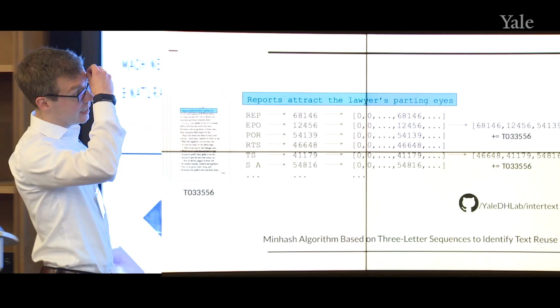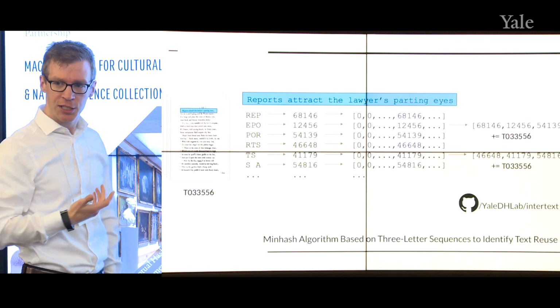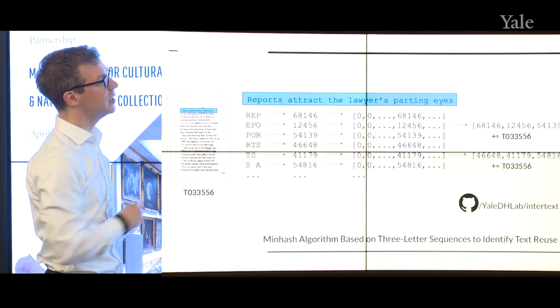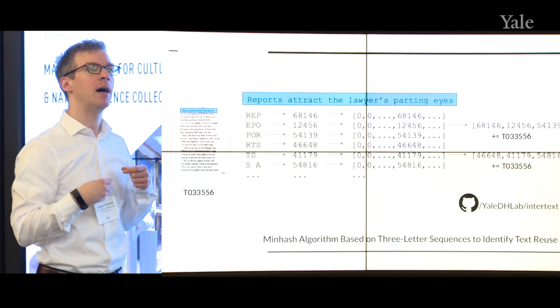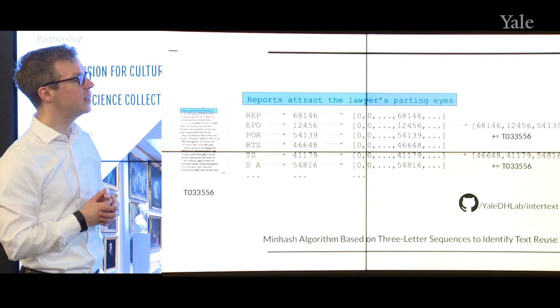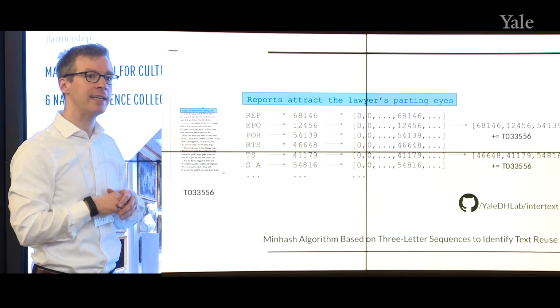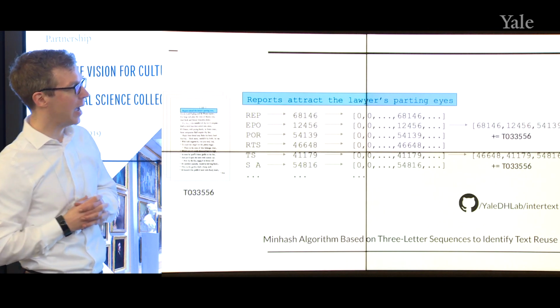And so the technique used for this part of the study is called the min-hash algorithm, which allows us to analyze text sequences and identify these hashes, these derived characteristics of the text, such that we can compare the characteristics of two passages and identify, with a certain probability, whether or not they match.